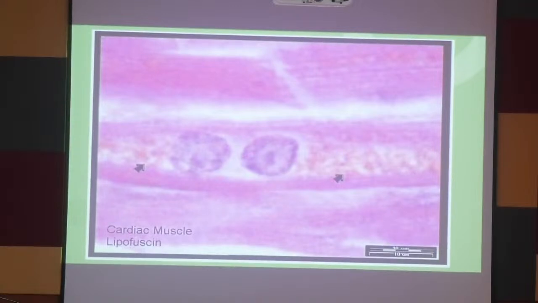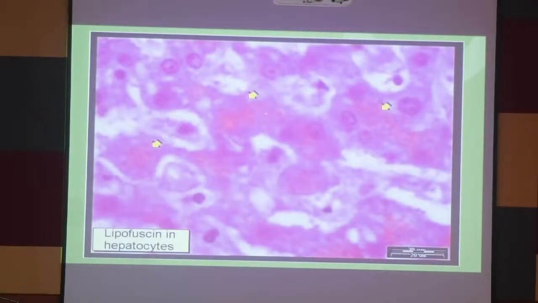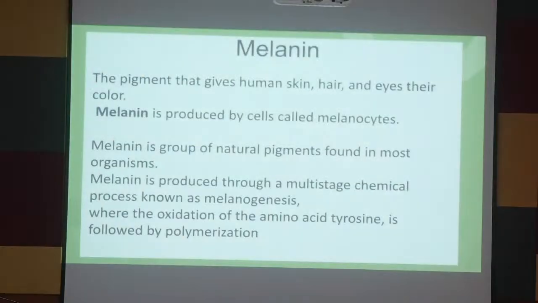Cardiac cell, special, multinucleated cells, look. Two nuclei and golden yellow brown pigment. This is wear and tear pigment. Look, wear and tear pigment in hepatocytes. These are hepatocytes, the nucleus of the hepatocytes, and these are the golden yellow pigment lipofuscin. Can everyone see the picture? So this is lipofuscin in hepatocytes.